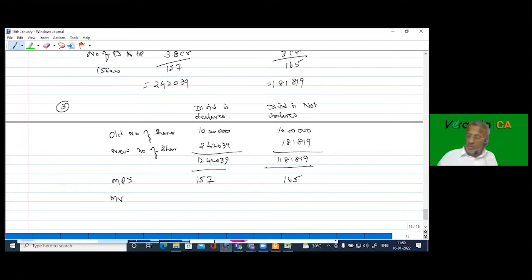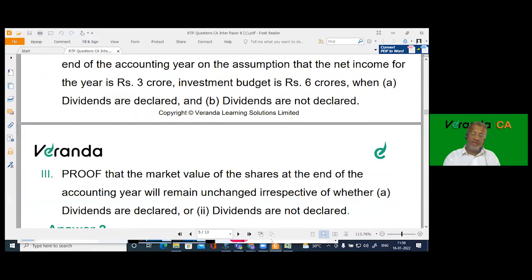So what should be the market value? 12,42,039 multiplied by 157 comes to 1,950 lakhs. 11,81,819 into 165 is approximately 1950 lakhs. So the dividend is not influencing the price of the share. There is the wealth of the capital in either case. And this is the way we have proved.